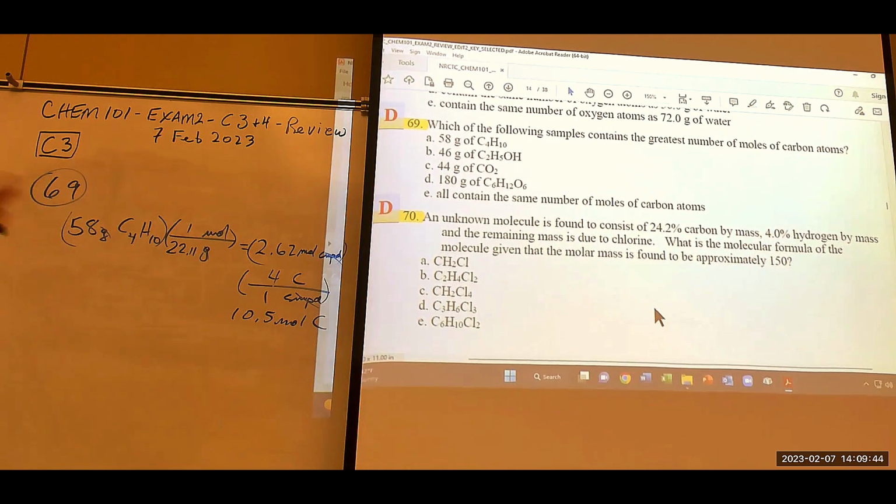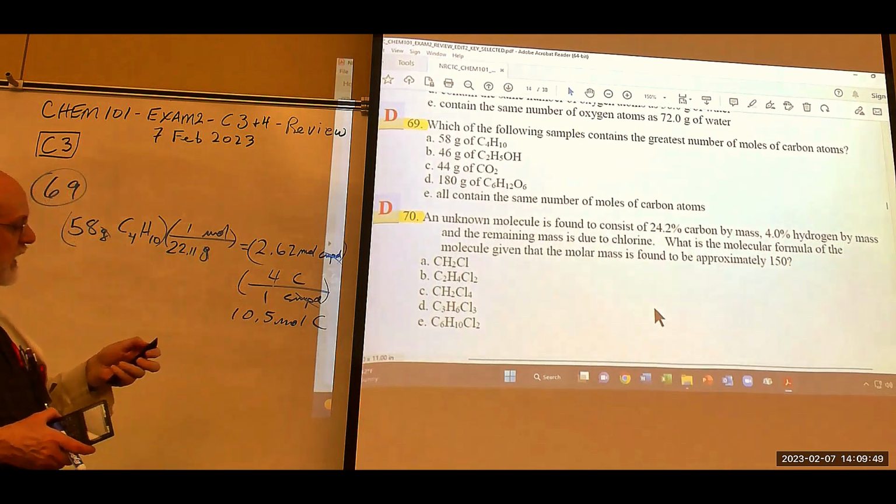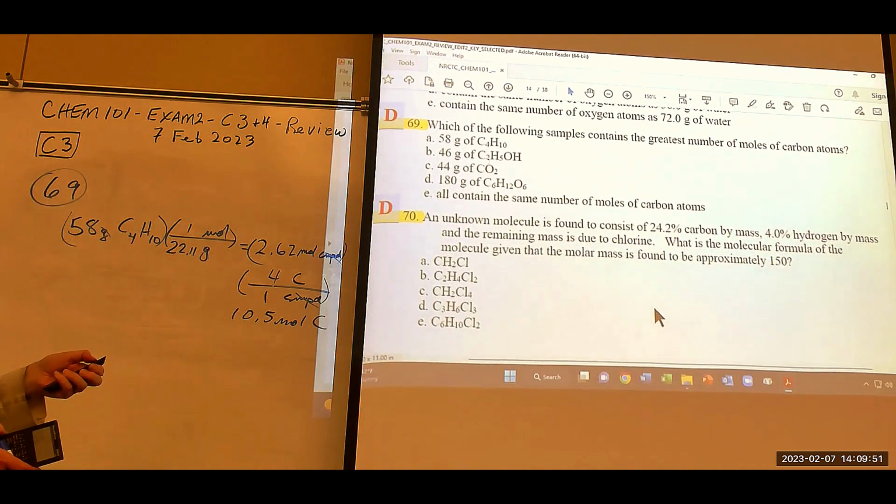Right? And do that for each one. This ratio here will change depending on the formula. Right? That one's 2, this one's 1, and that one's 6. So my guess is it's going to be this one. Yeah, 180 grams of that compound.